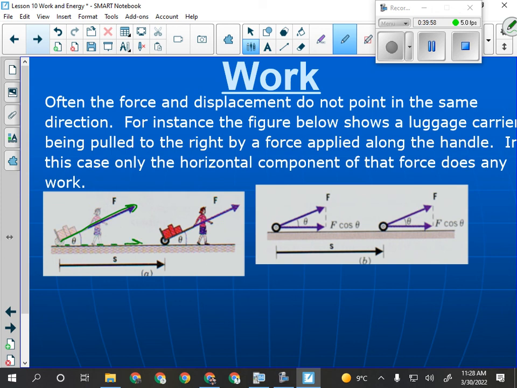The luggage is going this way. The work being done is in that direction. Okay? Or the energy that's being changed is only happening horizontally. So I have to take into account that only a horizontal component of that force is actually causing the change in energy. Okay? Since I'm not moving the luggage carrier vertically, I'm not changing its potential energy. I would just be changing its kinetic energy. Okay? Provided I made it go faster.